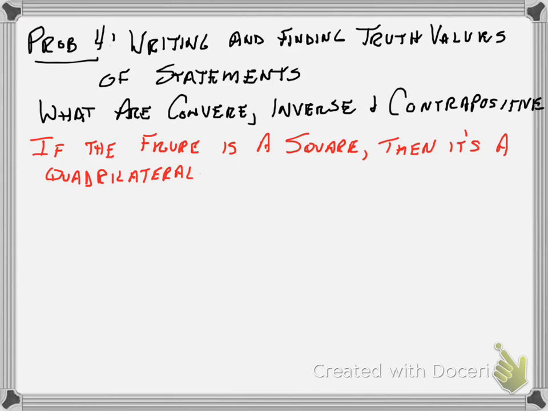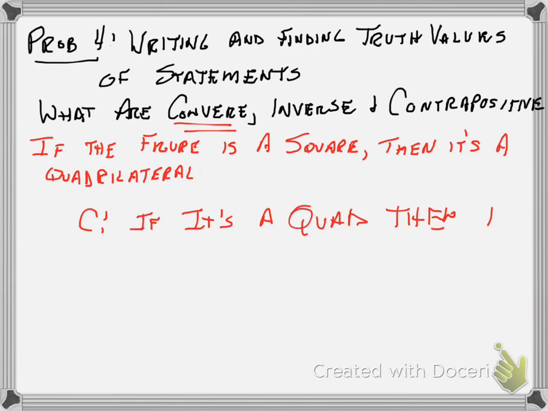Problem 4 says to write and find truth values of the statements. What are the converse, inverse, and contrapositive of the following? If the figure is a square, then it's a quadrilateral. Let's start with the converse of that statement. The converse is we just flip the two statements. So the converse is if it's a quadrilateral, then it's a square.